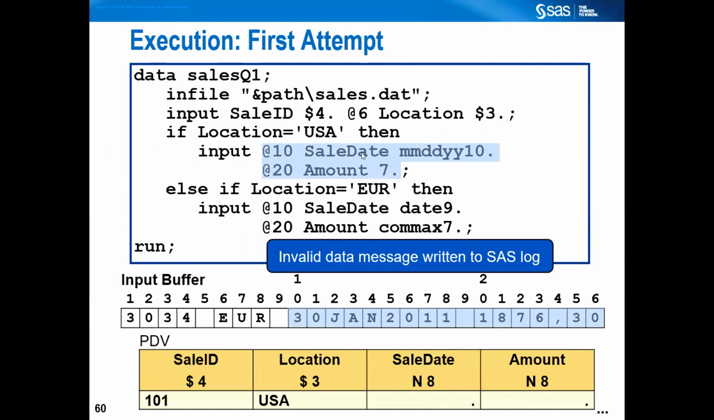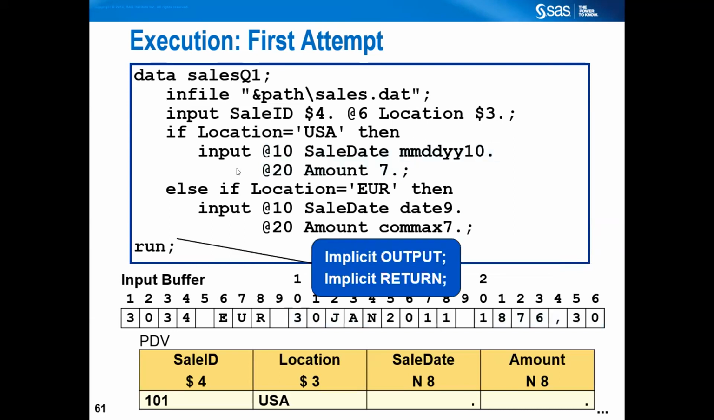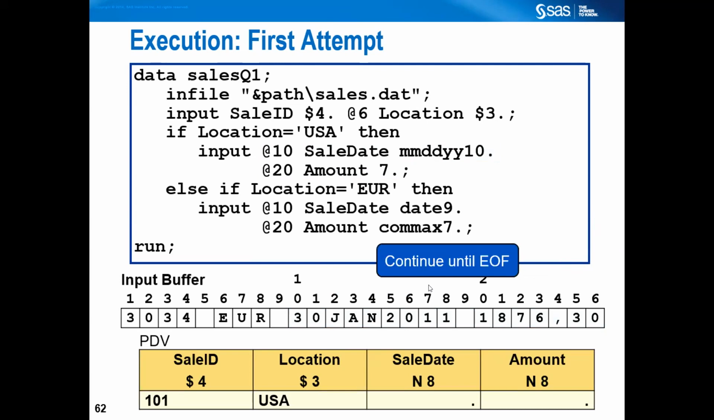At the 10th column, sale date should be read as MMDDYY. But what are the values in your input buffer? Is it in this format? It's in DATE9 format, so this is not matching these values. Immediately SAS writes an invalid data message to the log. Same goes for amount. And because it has already read the location as USA, it will skip this, with run, implicit output, implicit return. And this is how it will continue until the end of your file.